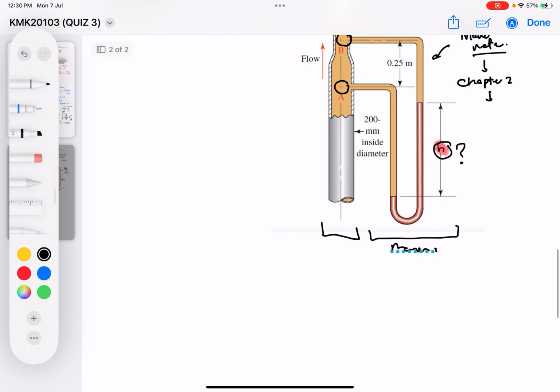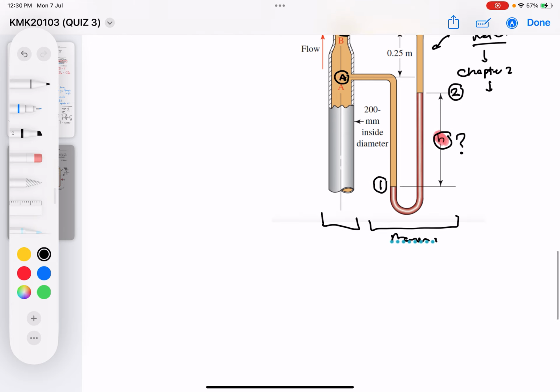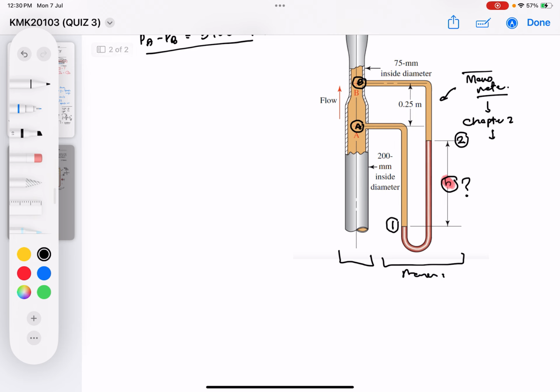So what I'm going to do here, I'm going to label it. First, I'm going to label point 1. Here is going to be my point 2. And of course, this one is going to be my point A. This one is going to be my point B. And then I'm going to apply the principle of fluid statics. To understand the concept of fluid statics, I usually love to use the example of scuba diving. Imagine that you're going for scuba diving. So this is initially you at the surface of the sea water.